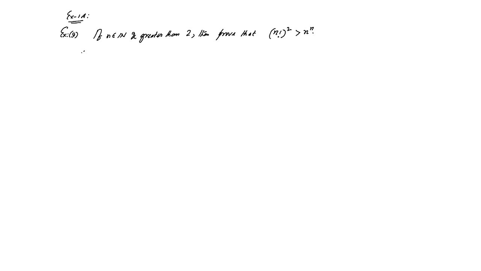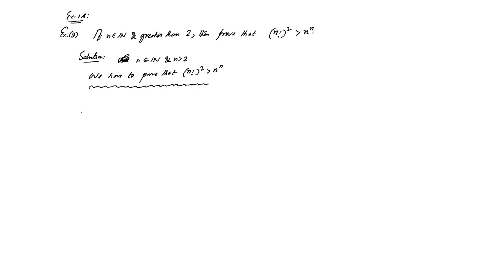So how will we solve the problem? Here we come to the solution. Here it is given: n belongs to the natural numbers and n is greater than 2. What we have to prove is that (n!)^2 is greater than n^n. So this is our job to prove it.